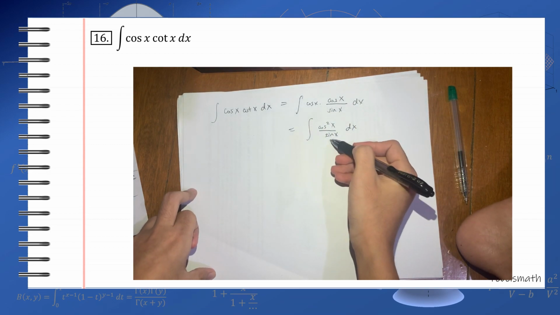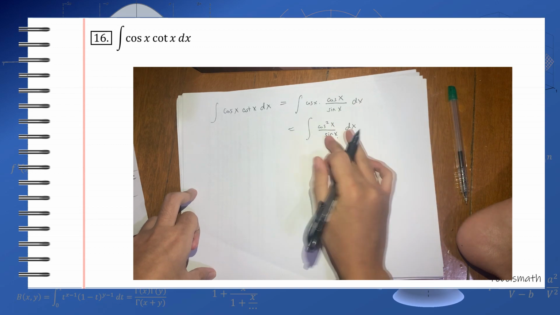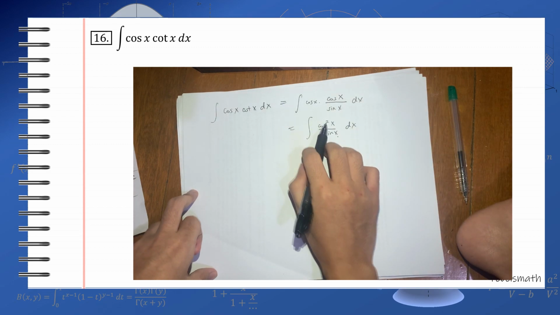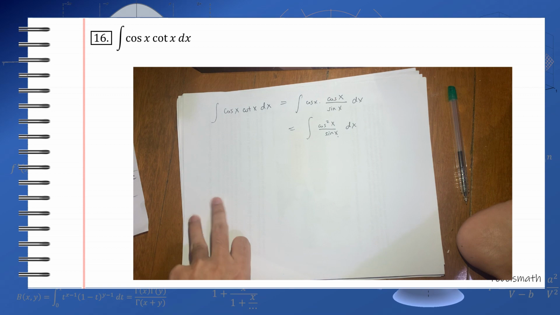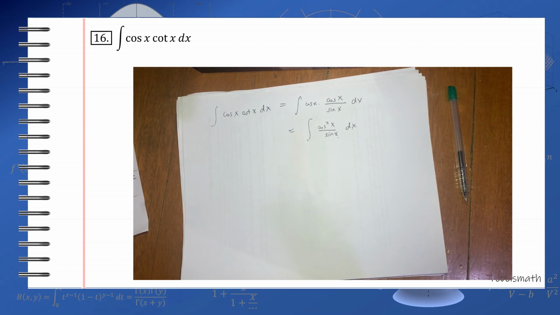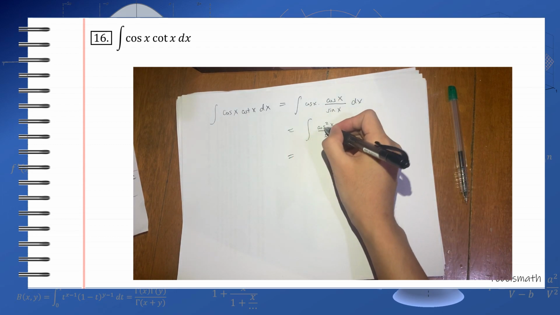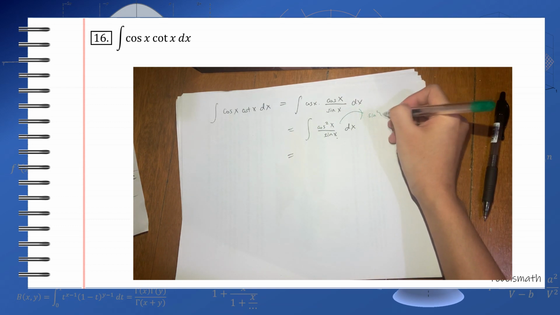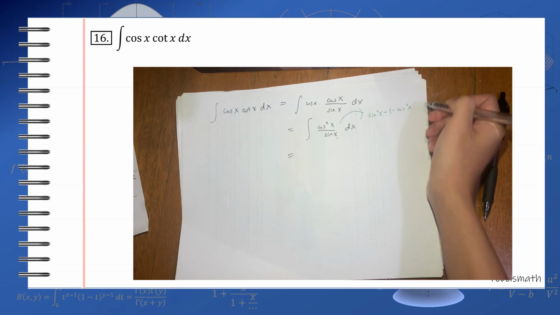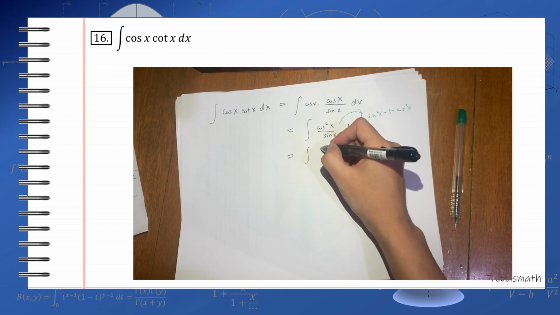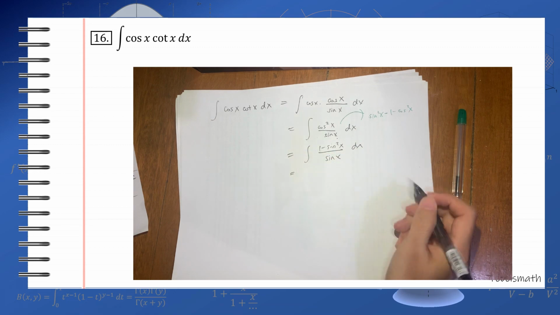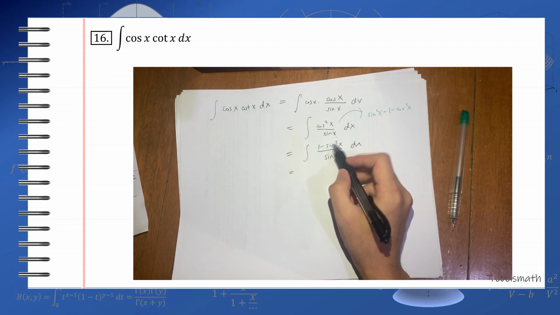Okay, if I let u equal sine x, I need the derivative of sine x, which is cosine x, in the numerator. But if I do that, I'll have another cosine x in the numerator, which I cannot simply rewrite in terms of sine x. So what we can do is split cosine squared using the Pythagorean identity: sine squared x is equal to 1 minus cosine squared x. So cosine squared becomes 1 minus sine squared x. Can you see where I'm going? I hope you can. So next I will split this.